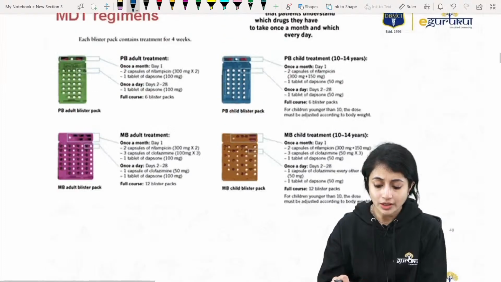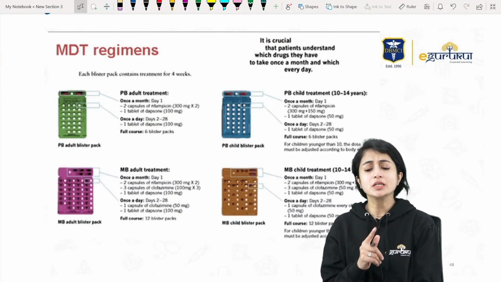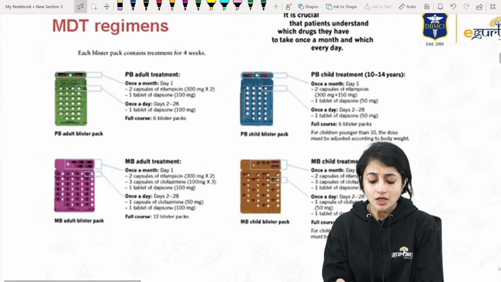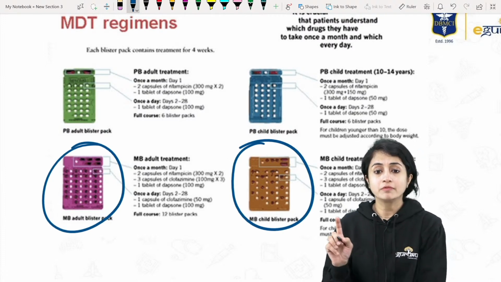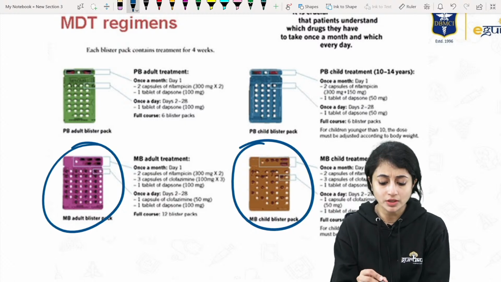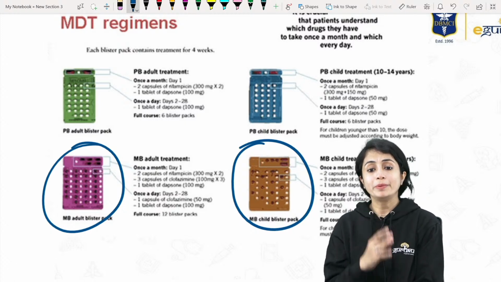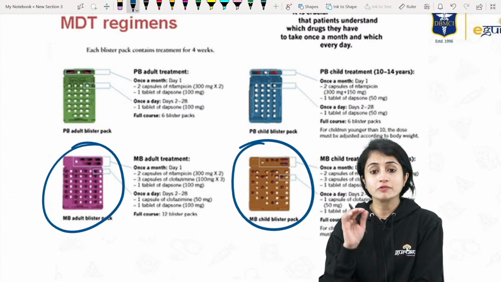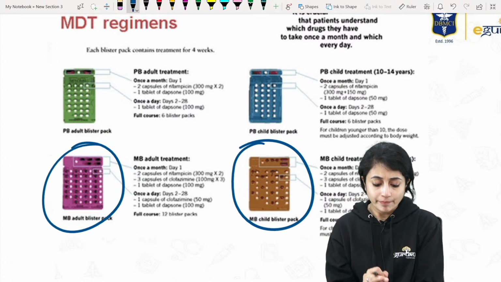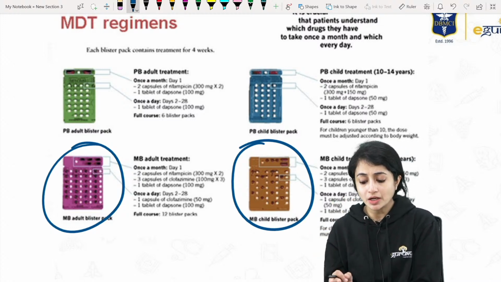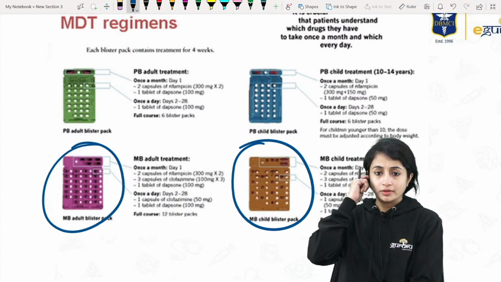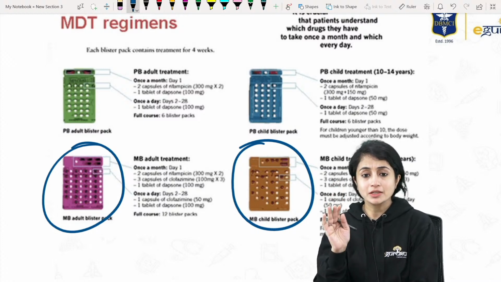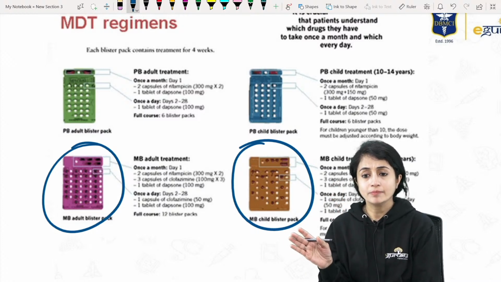Okay, so leprosy used to have 4 blister packs. Now we mainly use the MB packs only, but earlier there were 4 packs. There was a green pack which was PB adult, a blue pack which was PB child, a pink pack which was MB adult, and an orange pack which was MB child. PB is paucibacillary, MB is multibacillary.